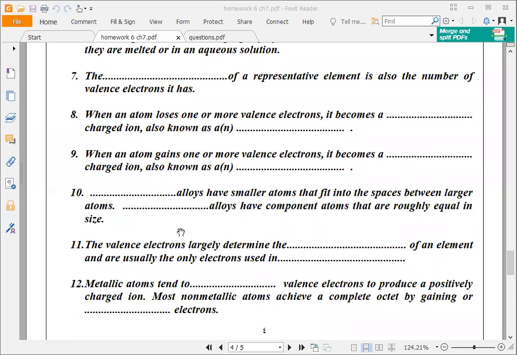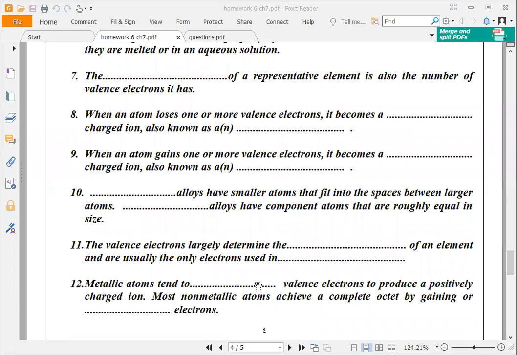Substitutional alloys have component atoms that are roughly equal in size. So the first one is interstitial and the second one is substitutional. Excellent. Number 11: the valence electrons largely determine the chemical properties of an element and are usually the only electrons used in chemical bonds. So the first is chemical properties, and the second is chemical bonds.